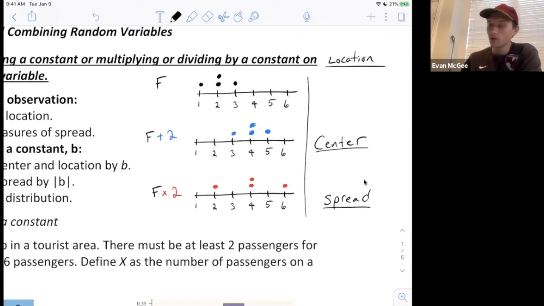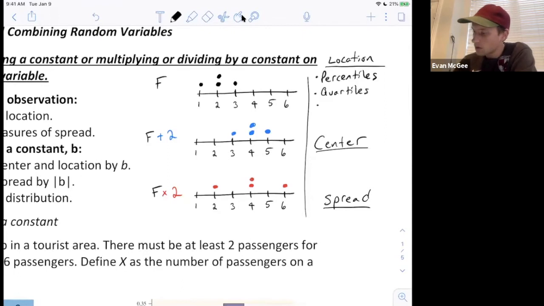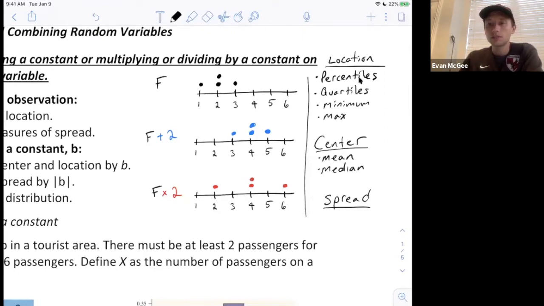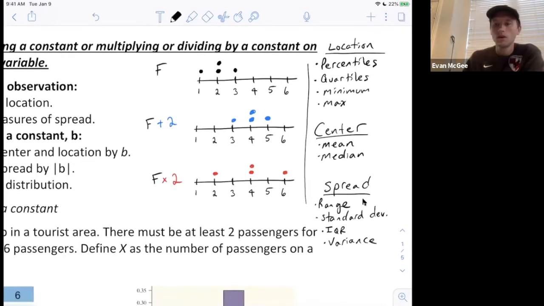So I'm going to write out the different measures of location, center, and spread over here on the right side so you can be aware of what they are. The measures of location, percentiles, would be like the 75th percentile. Now it's increased by whatever we've added. Quartiles are specific percentiles. The min and the max, those will change. Those are measures of location. Centers are also technically measures of location, but I just wanted to identify them as center as well. Our measures of spread are range, standard deviation, IQR, and variance. These measurements of spread will only change if we multiply or divide a distribution by a constant.